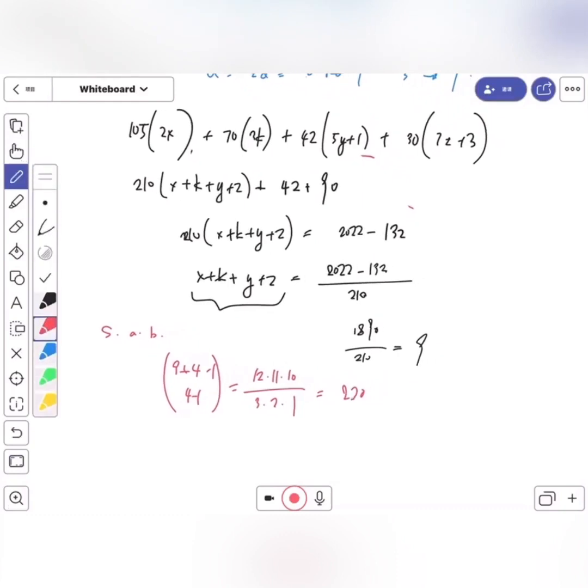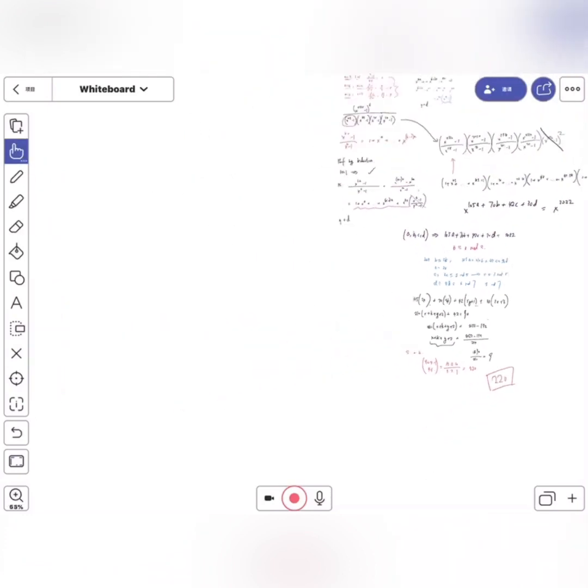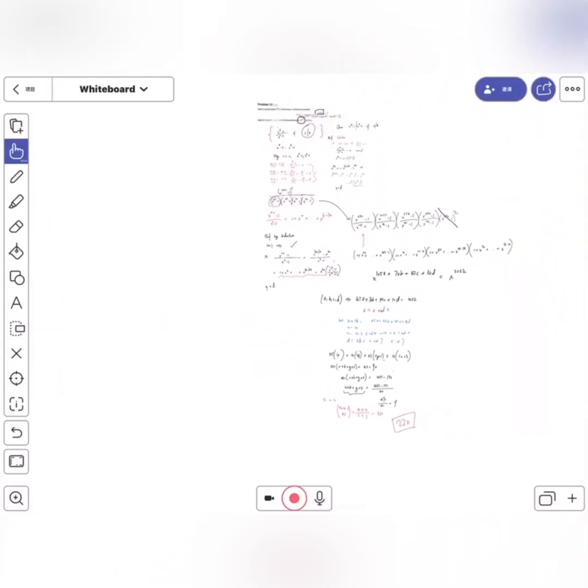So by stars and bars, this just ends our problem. Our answer to this problem is just 220, and we're finally done with this such long problem.